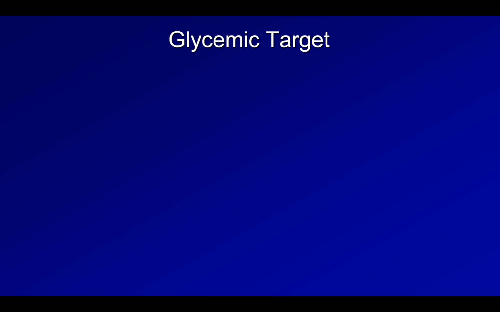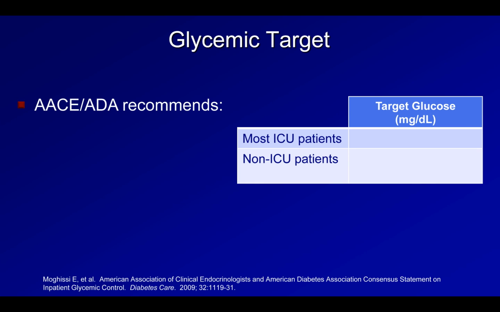Thus, in 2009, a joint task force with representatives from the American Association of Clinical Endocrinologists and the American Diabetes Association released a consensus statement in which they recommended a target glucose in most ICU patients of 140 to 180 milligrams per deciliter. In non-ICU patients, they recommended a target preprandial glucose of 100 to 140 and a target random glucose of 100 to 180. There remain small subsets of ICU patients who may benefit from tighter control than 140 to 180, such as post-cardiac surgery patients.